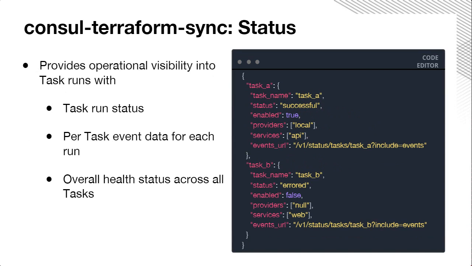So we spoke about some core constructs, but it's also important to know that as an operator, when you're running this sort of a workflow and automation tool, you want to know what's going on with the underlying tasks that I execute through this particular tool. So we've also added operational capabilities that provide you visibility into task runs, into per task events, and overall status of all the tasks that are across Consul-Terraform-Sync.